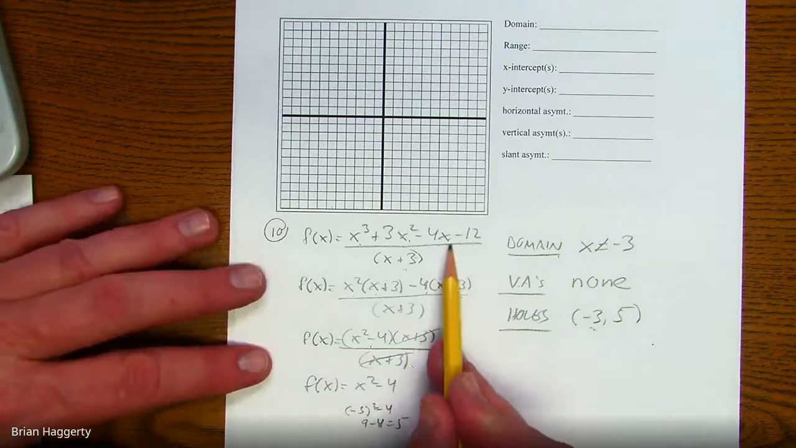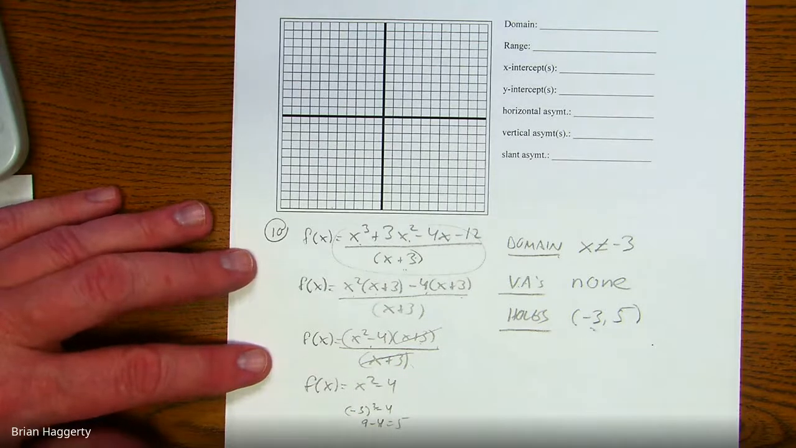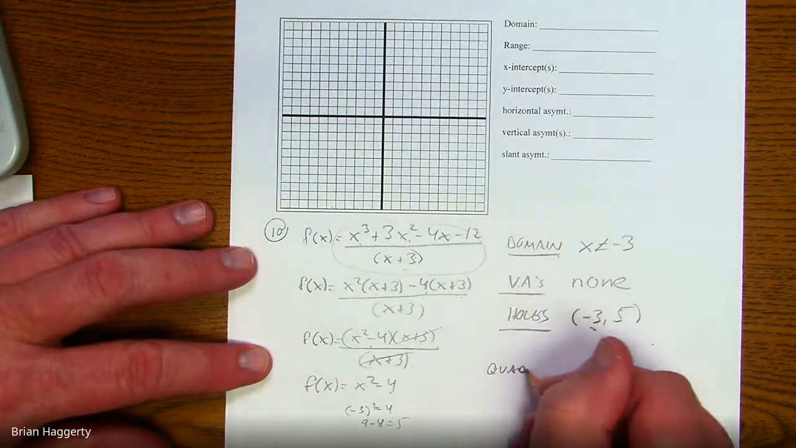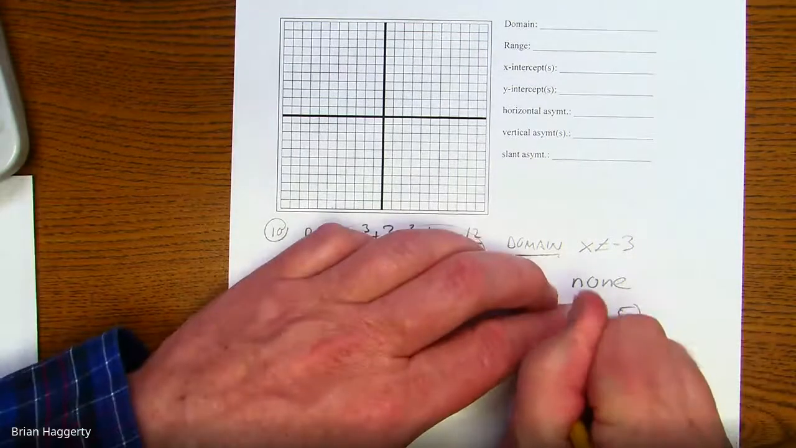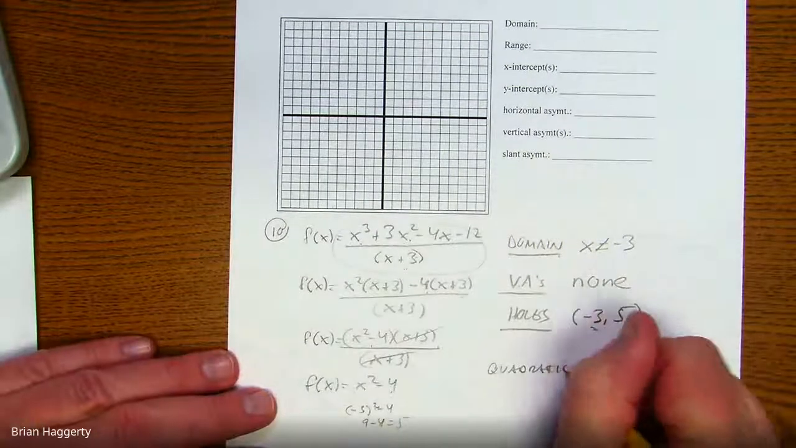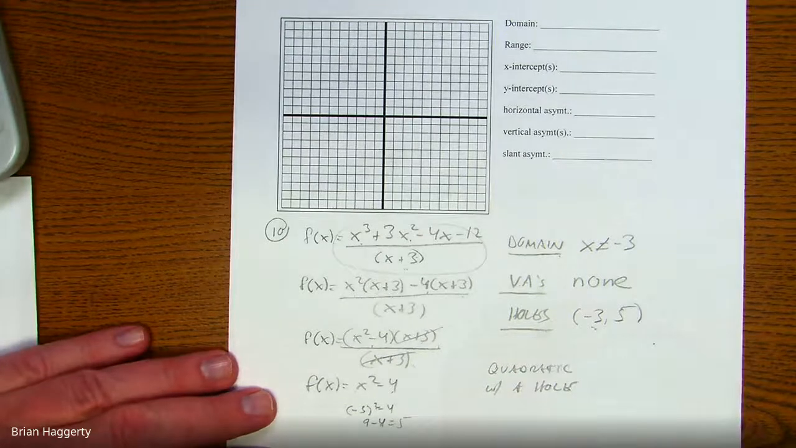So the best description of this graph, which has that same flavor as numbers 1 through 8, it really simplifies down to just a quadratic with a hole. It's x squared minus 4 with a hole at -3, 5. I can't spell quadratic. So we're going to graph the parabola x squared minus 4, and we're going to show a hole at -3, 5.